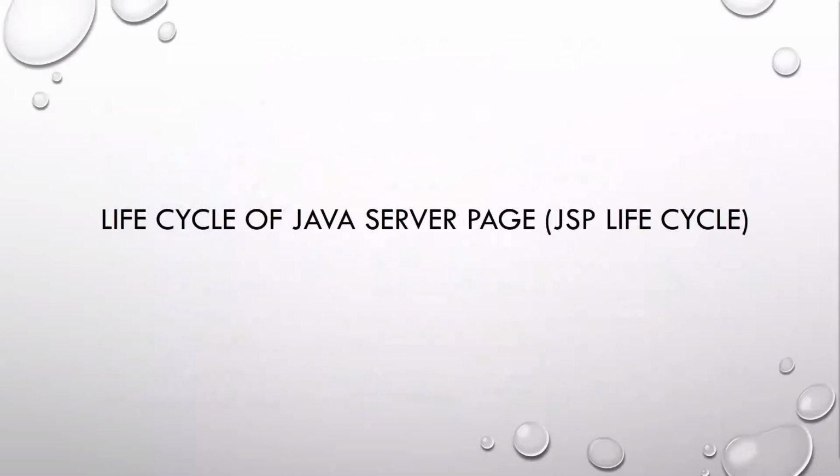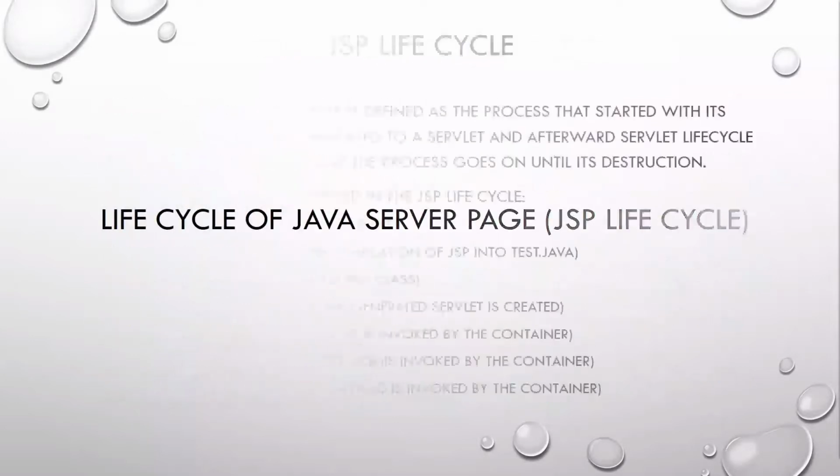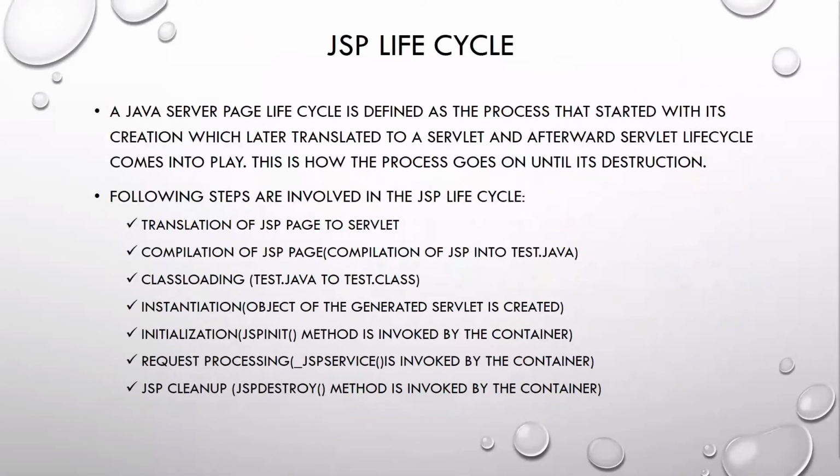Life cycle of Java Server Page. A Java Server Page lifecycle is defined as the process that started with its creation, which later translated to a servlet, and afterward the servlet's lifecycle comes into play. This is how the process goes on until its destruction. The following steps are involved in the JSP lifecycle: translation of JSP page to servlet, compilation of JSP page, class loading, instantiation, initialization, request processing, and JSP cleanup.